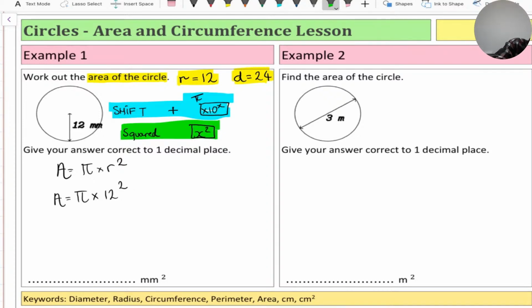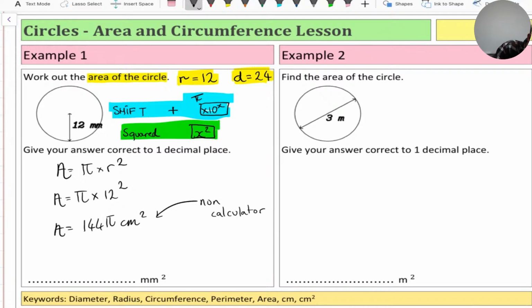So, yeah, it's going to be shift pi times by 12 squared. So my area in this case is equal to, well, now it gives you it in two parts. If I put this in, it gives you 144 pi. You do need to know it like that, because you need to write it this way on a non-calculator paper.